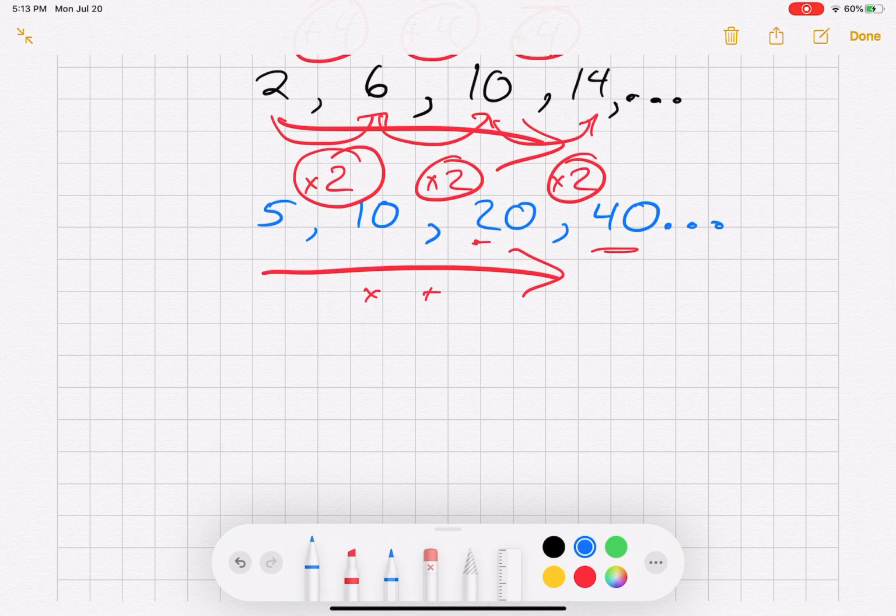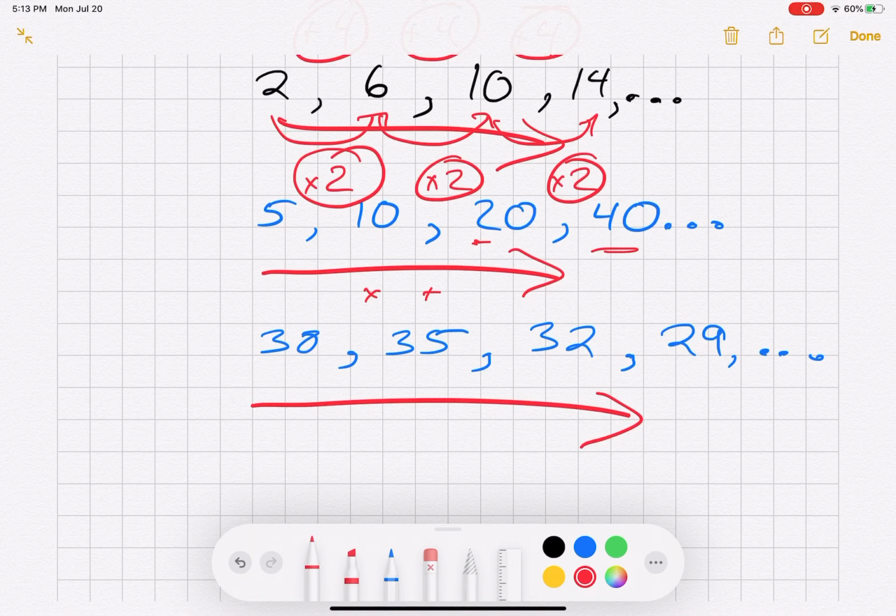The next pattern, 38, 35, 32, 29. All right, so pause the video and figure that out. And again, the first thing I notice is the numbers are getting smaller, so I'm either subtracting or dividing. And this, I know that I'm subtracting, and I'm subtracting by 3 each time.